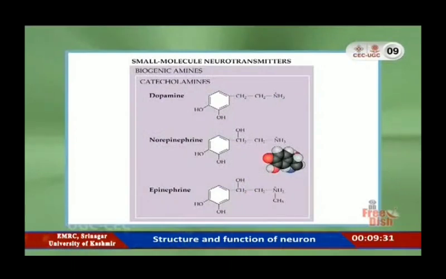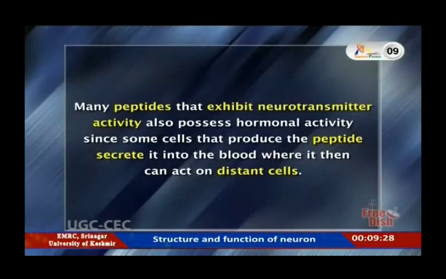In addition to excitation or inhibition, neurotransmitters can be broadly categorized into two groups, defined as small molecule neurotransmitters or peptide neurotransmitters. Many peptides that exhibit neurotransmitter activity also possess hormonal activity, since some cells that produce the peptide secrete it into the blood, where it then can act on distinct cells.